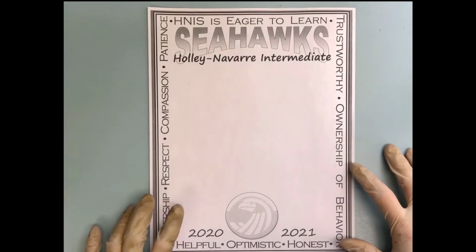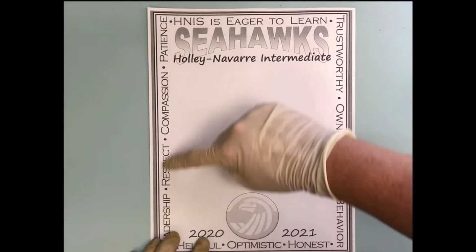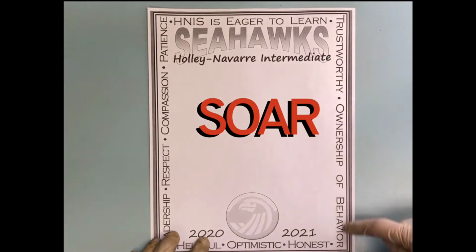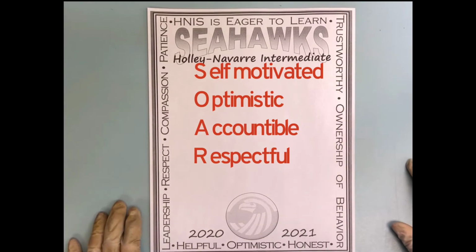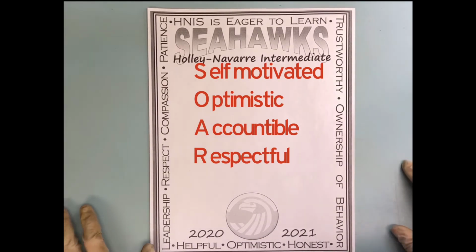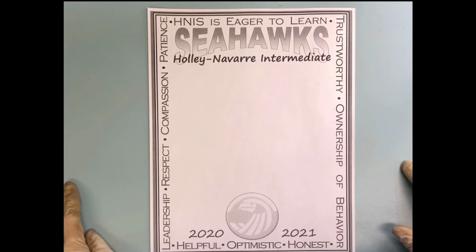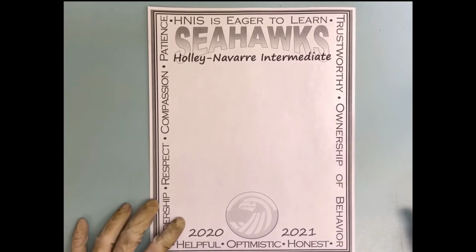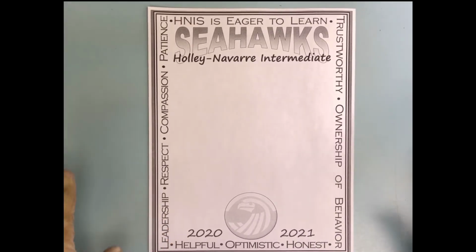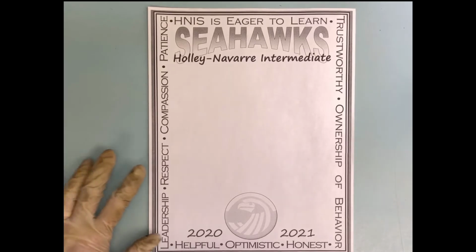So for our theme, we are definitely having a lot of these wonderful SOAR traits this year. SOAR is an acronym that stands for S is for self-motivated, O is for optimistic, A stands for being accountable, and R is for being respectful. If you want to incorporate those things into your picture, that would also be a great thing to do, I think. But even if you just did a hawk picture, I think that would be also fine.